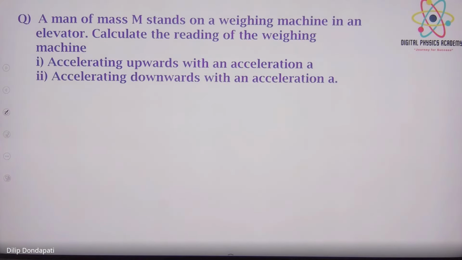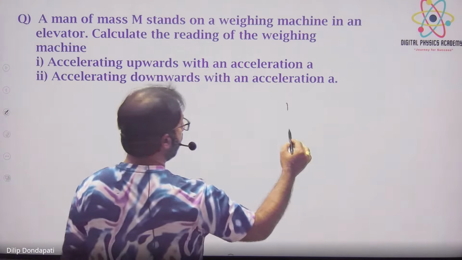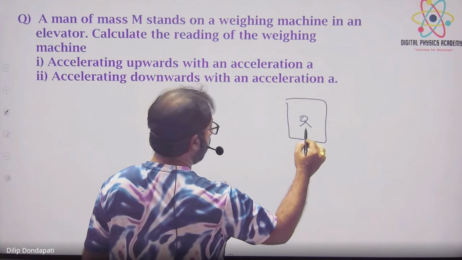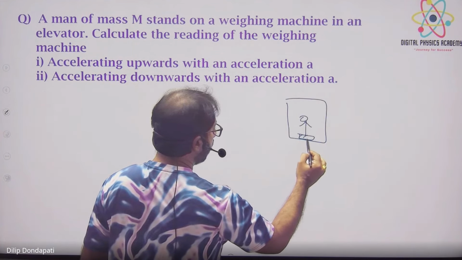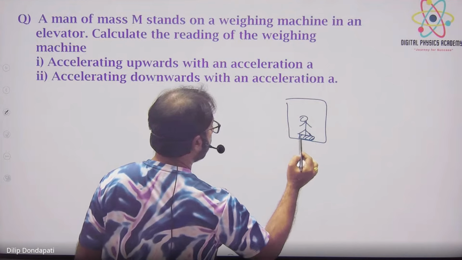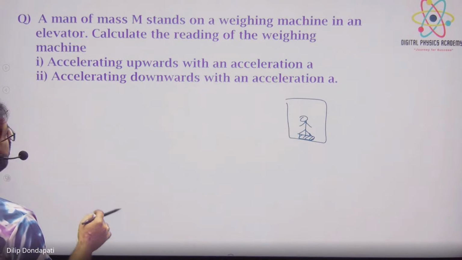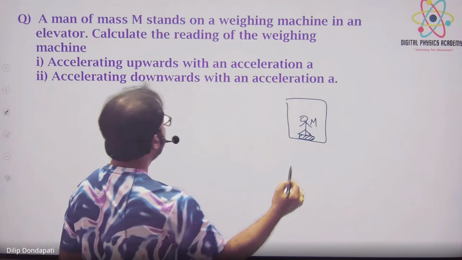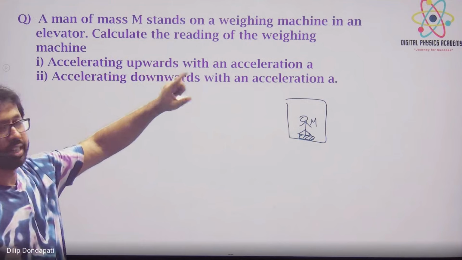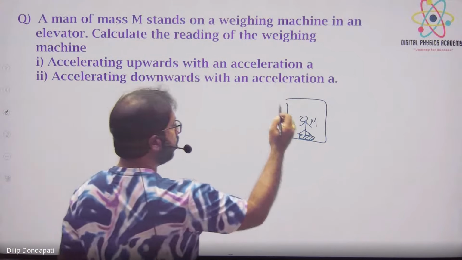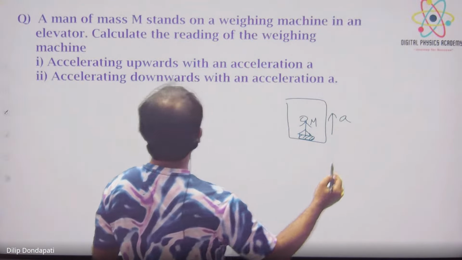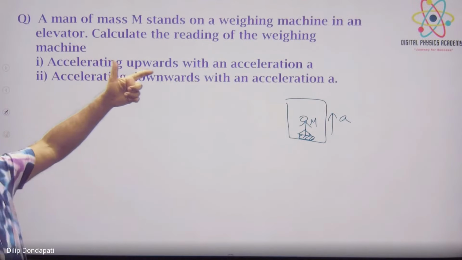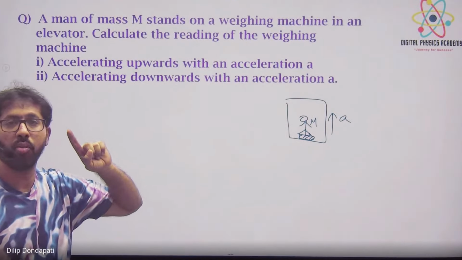Do one. A man of mass m stands on a weighing machine in an elevator. Calculate the reading of the weighing machine. The mass of the man is capital M. The elevator is accelerating upwards with acceleration a. If the lift is going with acceleration a, what is the reading of the weighing machine? Reading of the weighing machine means you have to calculate the normal action.